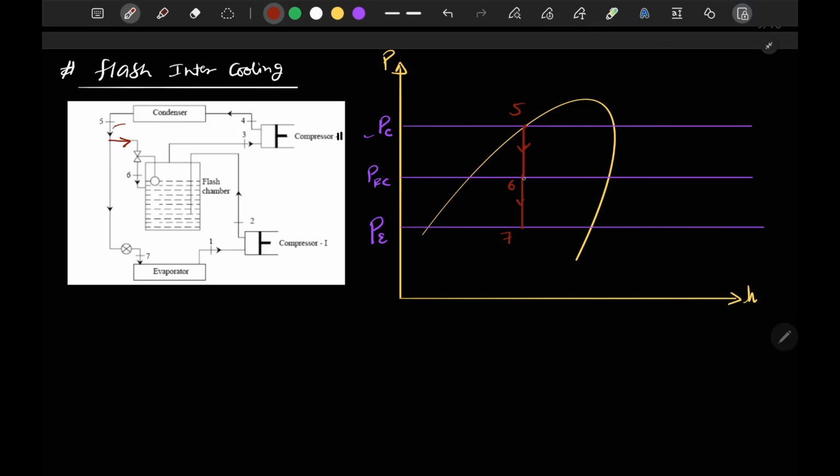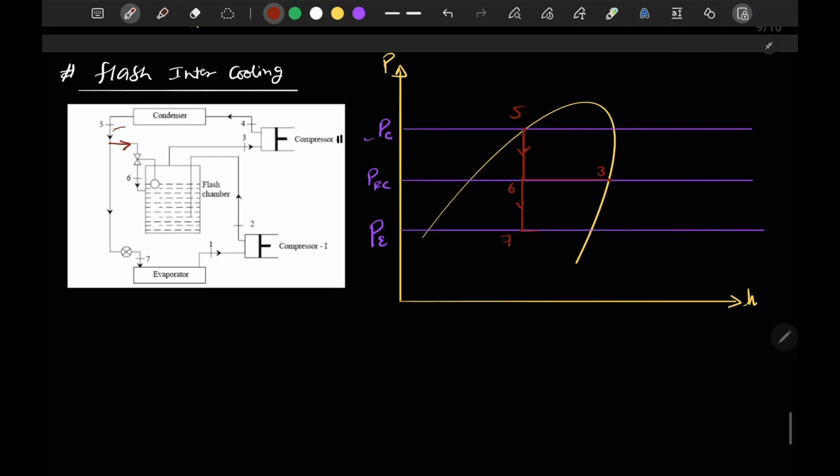Now this mass which has been previously removed will, in this process, reach state 3 at the exit. Okay, so this is our exit, state 3. Now from 7 to 1 it will be in the evaporator, and from point 1 it will be compressed to point 2. At point 2 it again enters the flash chamber. So after point 2 it reaches point 3, 2 to 3 total.